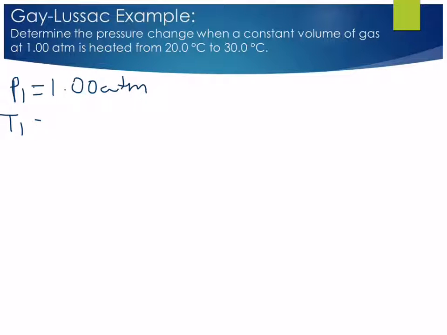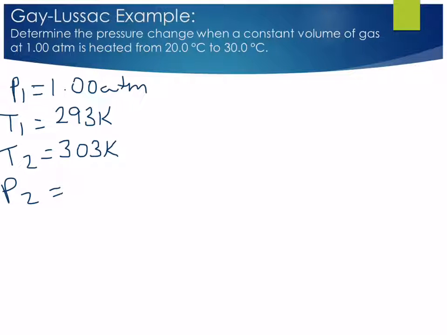Our T1 is 20 degrees Celsius. We're going to add 273 to that, so we get 293 degrees Kelvin. Our T2 is 30 degrees. We're going to add 273, so we get 303 degrees Kelvin. And we're being asked for the pressure. So our formula is P1 over T1 equals P2 over T2.